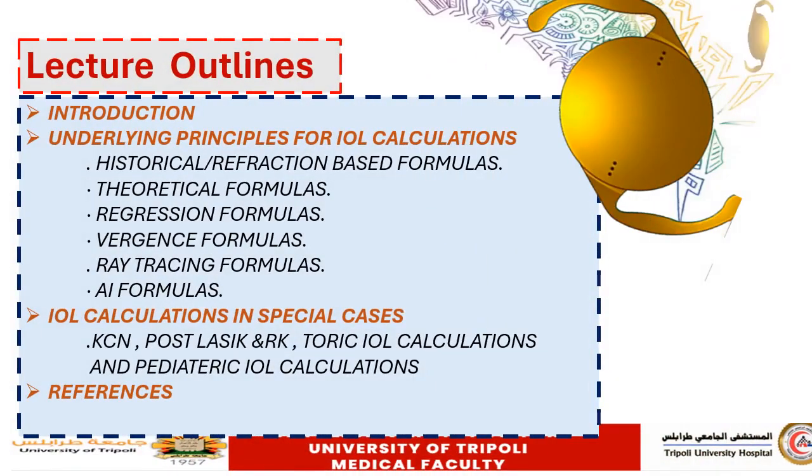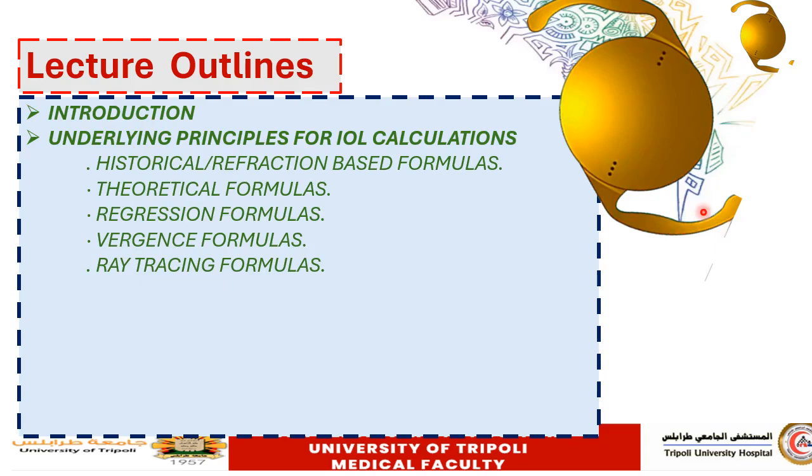In the outline of this lecture, we will discuss a brief introduction about the history of IOL calculation, and we will give the underlying principles for the different generations of IOL formulas in the form of historical and refraction-based formulas, the theoretical formulas, the regression formulas, the vergence formulas, and ray tracing. Now, the rest of these items will be discussed in the second lecture. So we will discuss only these subjects in this lecture, and the remaining will be discussed in the second lecture.